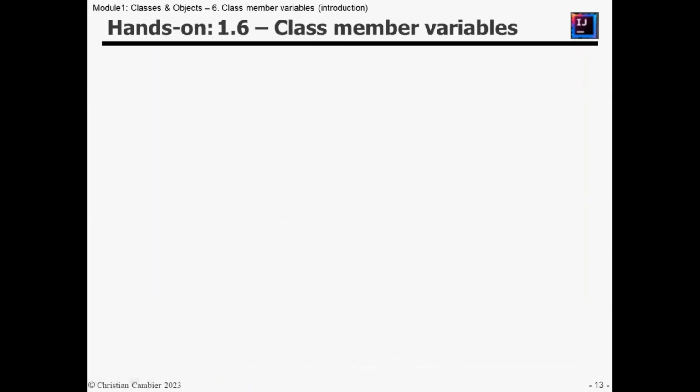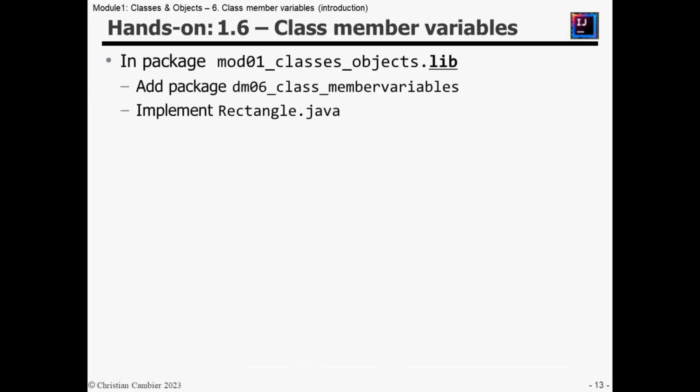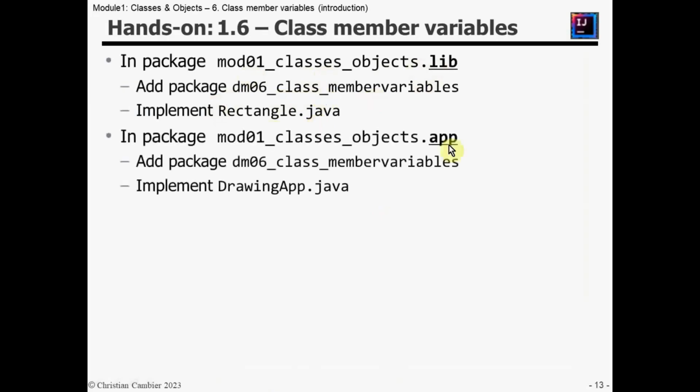Time to put all this into practice in the hands-on video. So as usual, I create in the package module 1 classes object lib. I add a new package demo 6 class member variables and implement my class members in the rectangle.java. And in the app package, I'll add a package demo 6 class member variables as well and test all that in the DrawingApp. That's it for this introduction.